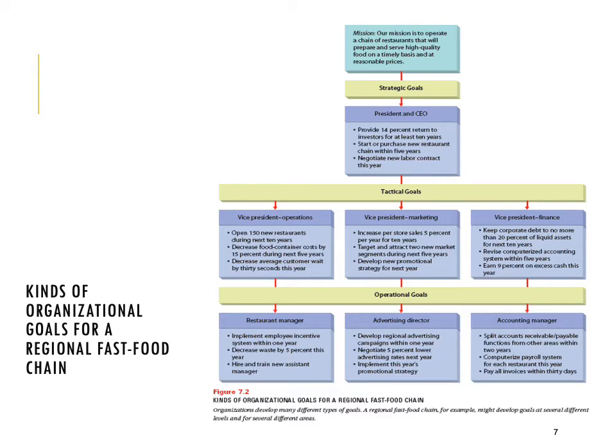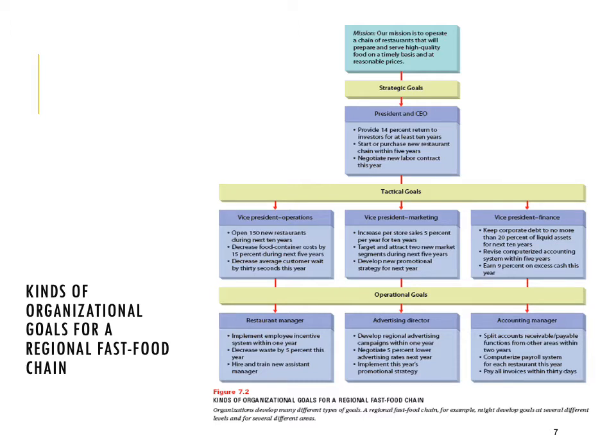Then from tactical goals, it becomes operational goals, which have a responsibility from the restaurant manager, who has an obligation to implement an employee incentive system within 1 year, then decrease waste by 5% this year, and hire and train a new assistant manager.